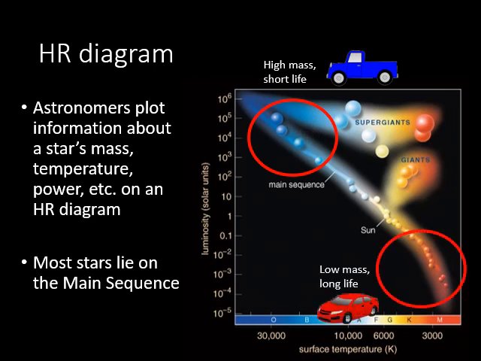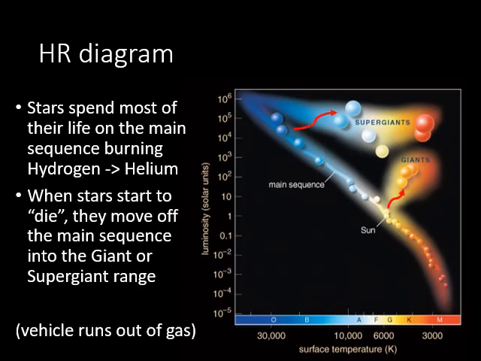And in the bottom right, we have our low mass stars that have a much longer lifetime. So blue truck in the upper left, red car on the bottom right. Okay, so our small fuel efficient cars on the bottom, high mass stars, our trucks with low fuel efficiency are in the upper left there.